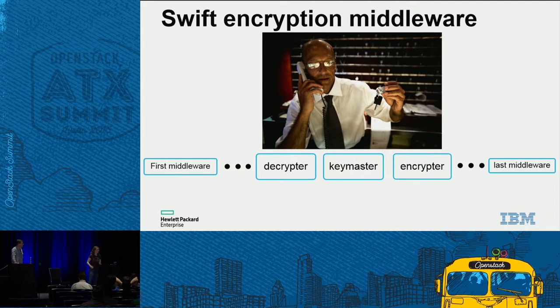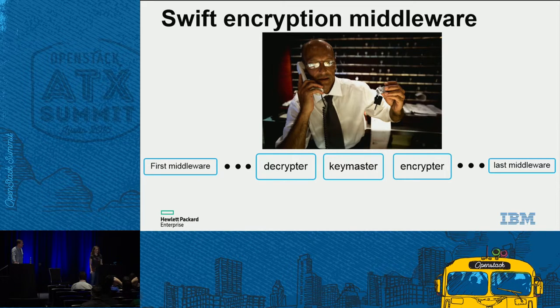So to enable encryption, you want to add three pieces of middleware. For those of you familiar with Ghostbusters, we named one of ours after the keymaster of Gozer. We have another middleware piece called the Gatekeeper, and we use a gating system called Zuul, so definitely seemed fitting.